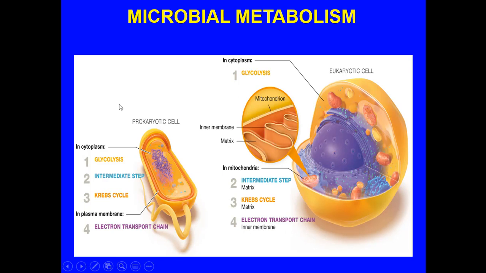But what about on the prokaryotic side? Okay, we've dealt with eukaryotics. In prokaryotics, you're going to note in the cytoplasm you have glycolysis. You will also have the intermediate step. You will also have the Krebs cycle present. And it is only in the plasma membrane that you're going to find the process for the electron transport chain.